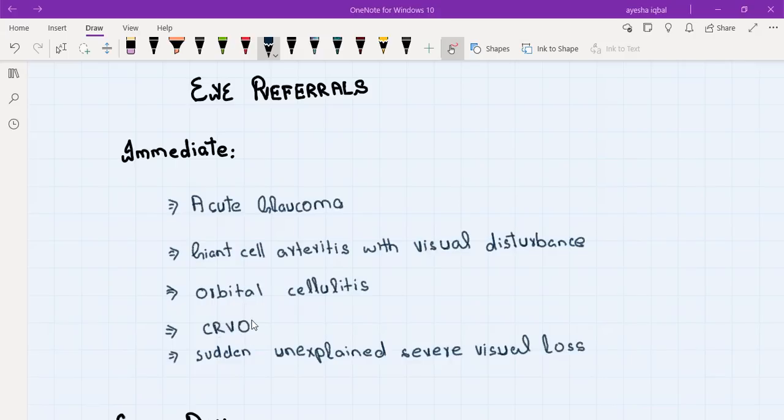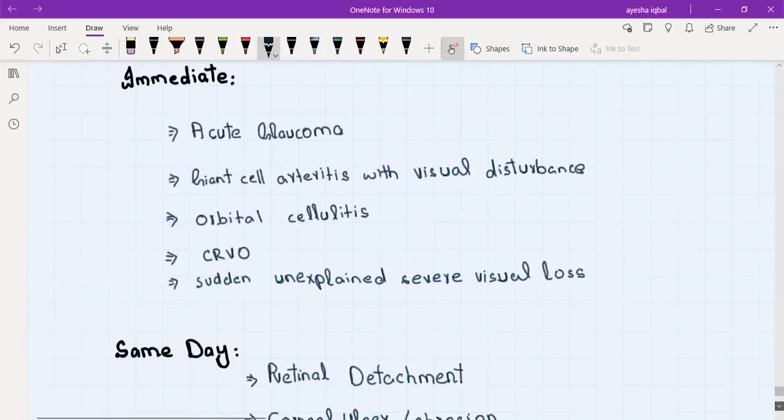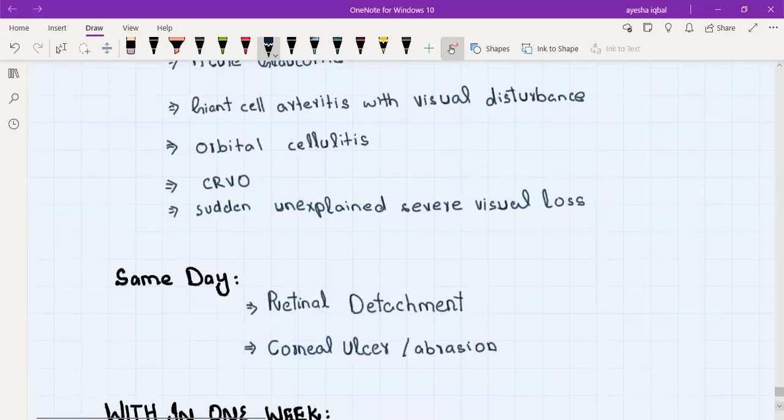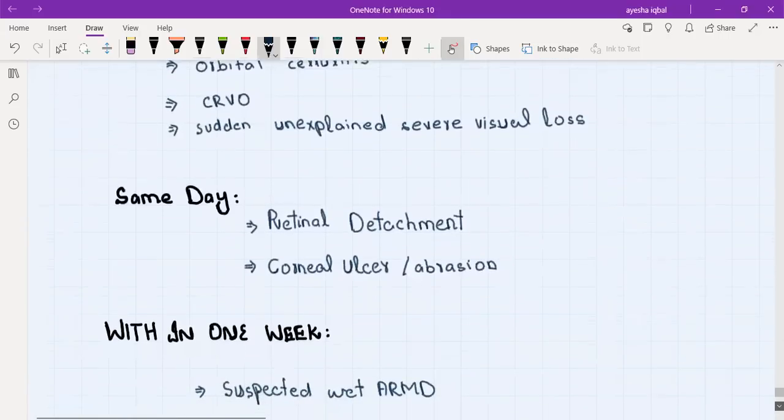Central retinal vein occlusion is another condition that can cause blindness rapidly. That's why it needs to be referred immediately. And then any sudden unexplained severe visual loss warrants immediate referral. Okay, so if there is sudden severe visual loss, where the patient is not able to see at all, the vision is decreased to only perception of light or no perception of light, then it needs to be immediately referred to the hospital.